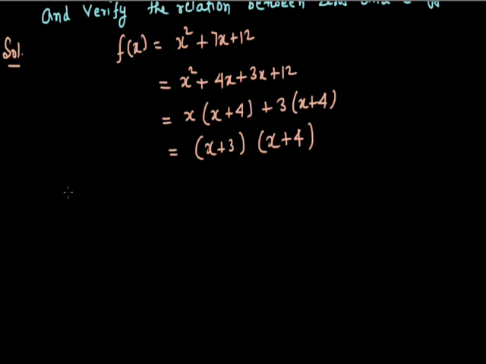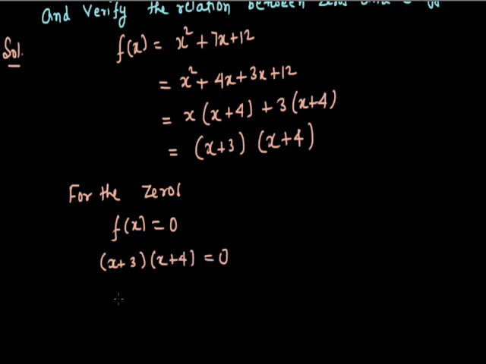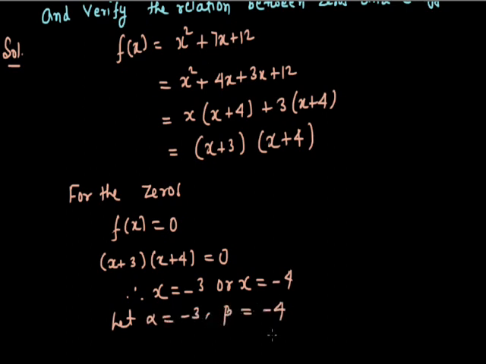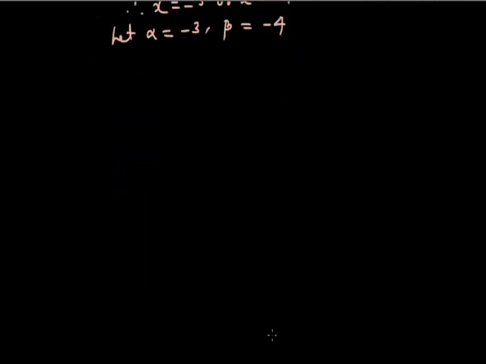Now for the zeros, f(x) will be equal to 0. Therefore (x + 3)(x + 4) = 0. Therefore x = −3 or x = −4. Let α = −3 and β = −4. So these are the zeros of this quadratic polynomial. Now we have to verify the relationship between zeros and coefficients of a quadratic polynomial.